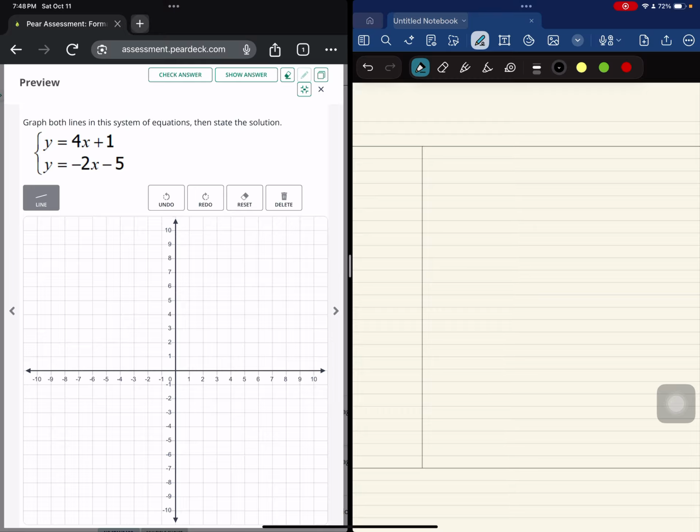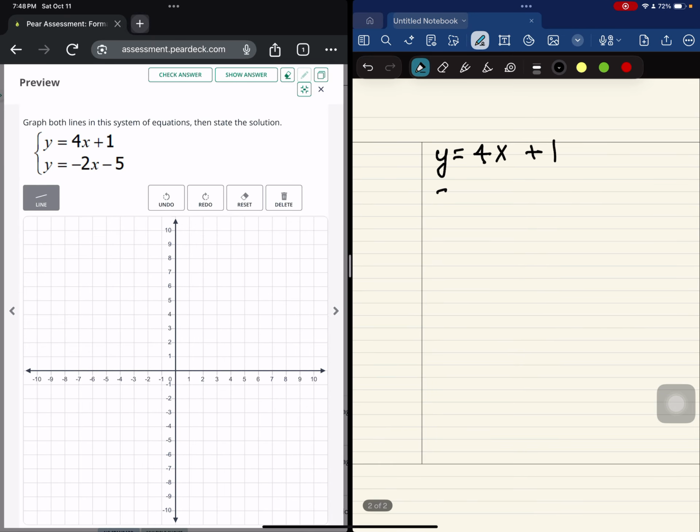Graph both lines in this system of equations and then state the solution. The first equation is y equal 4x plus 1. We can substitute 0 for x as follows.